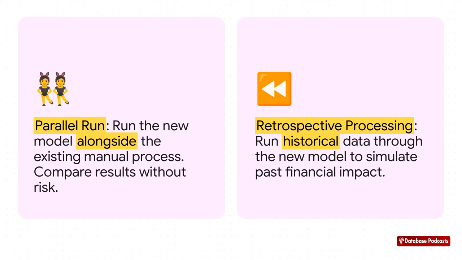There are two main methods for this. Let's start with the first one you see here, the parallel run. The idea is super simple. You run your new model right alongside your existing process. But, and this is the key part, you don't actually act on its decisions yet.